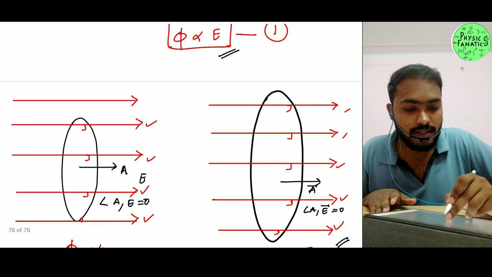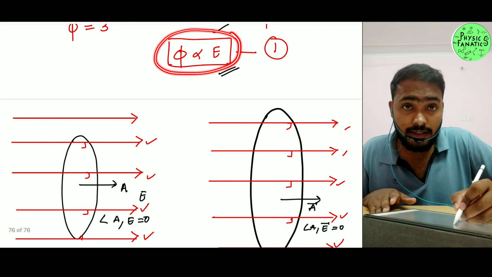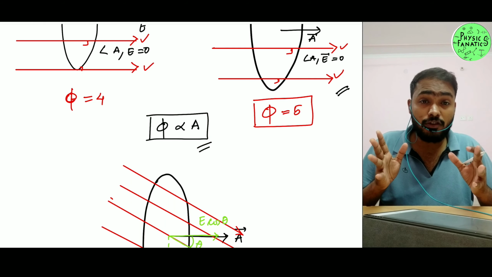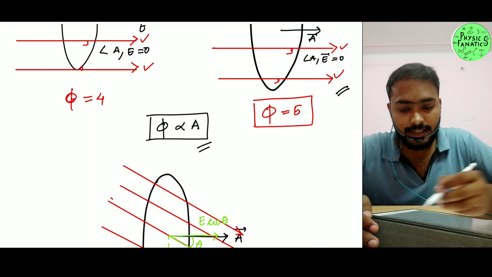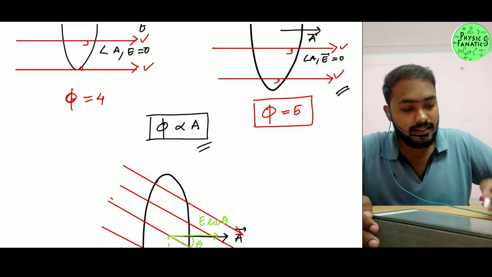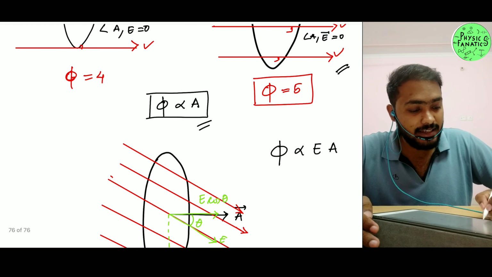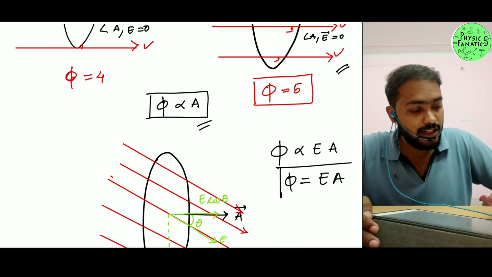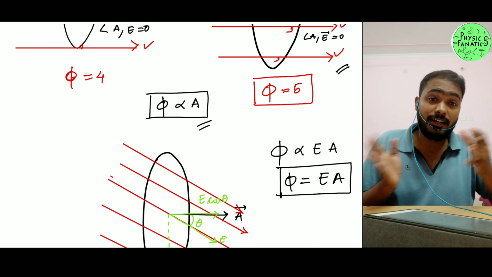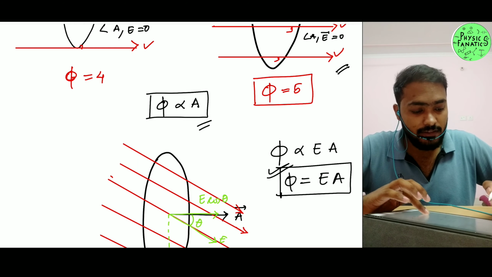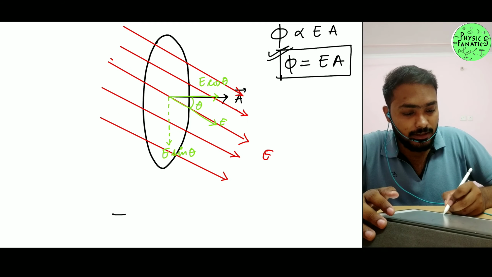The first observation was that flux depends upon the electric field. The second observation was that flux depends upon area. From these two observations I can say that flux depends upon the electric field as well as the area. So flux can be given as E times A, the electric field multiplied by the area vector.